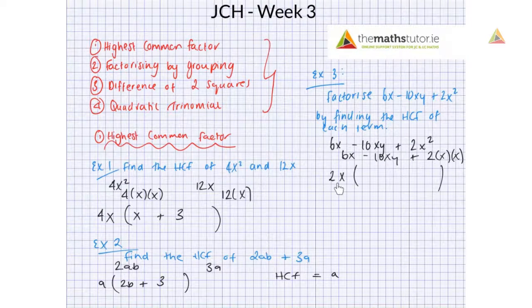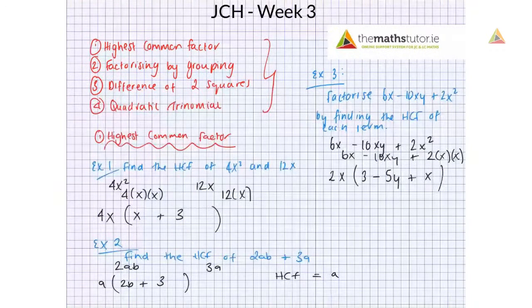So 2x multiplied by what gives me 6x? It's going to be 3. And I'm going to put a minus here because there's a minus here. Okay, what multiplied by 2x gives me 10xy? Well, 2x is out here. So 2 by 5 gives me 10, so it's going to be 5y. And just double check that. Is 2x multiplied by minus 5y minus 10xy? Yes, it is. And then finally, what multiplied by 2x gives me 2x squared? Well, you have the 2x out here, so you're just going to put the x in there. It's going to be plus x.